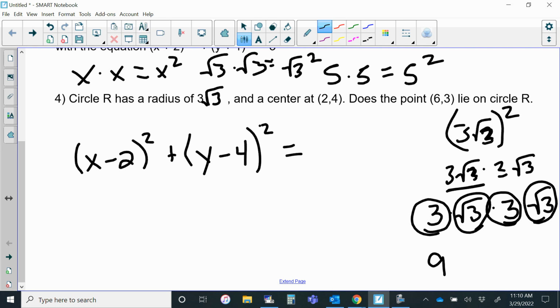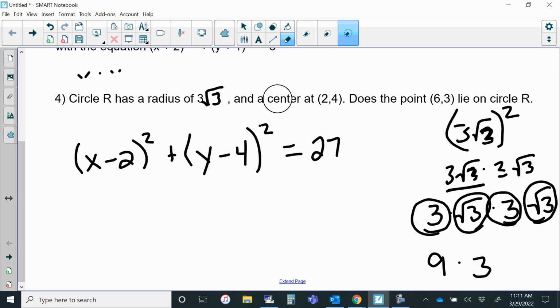And what happens with the square and the square root? And then that's 9 times 3. Because the square and the square root cancel out, leaving me with a 3. Yes or no? What's 9 times 3? So there's my equation.